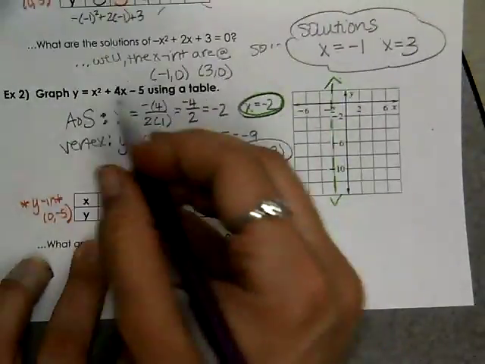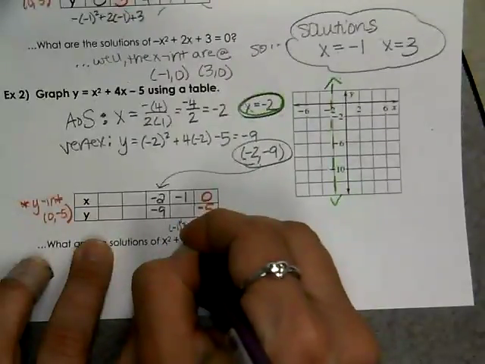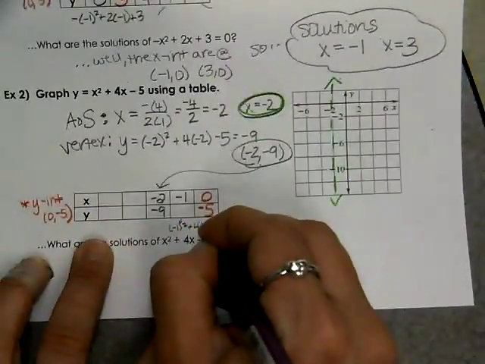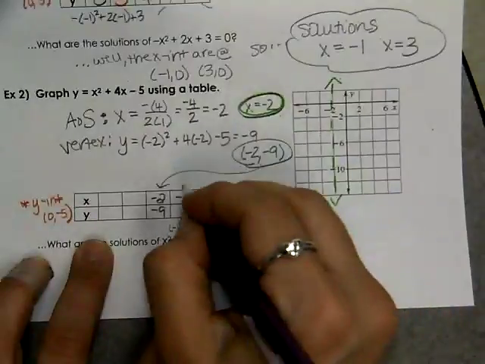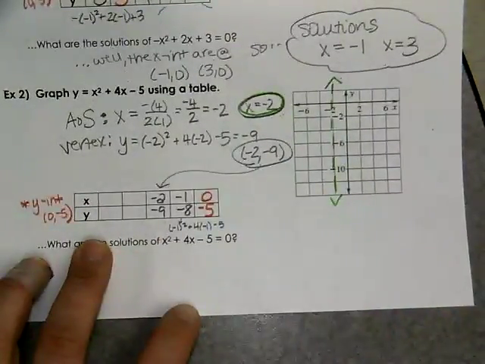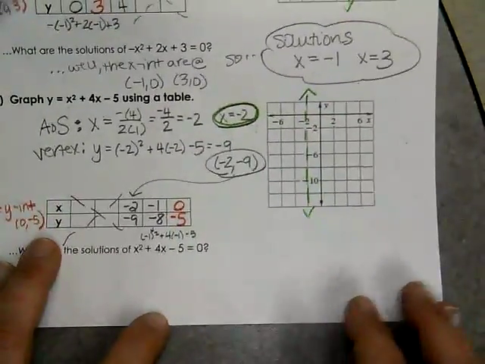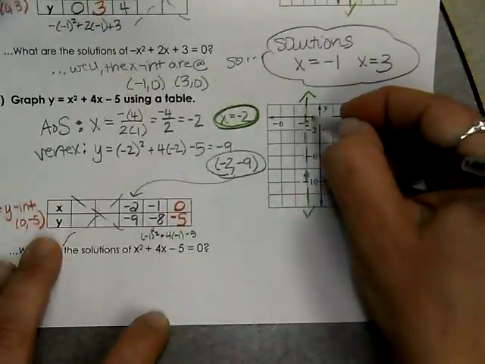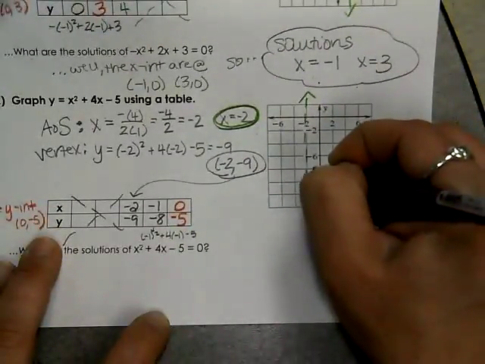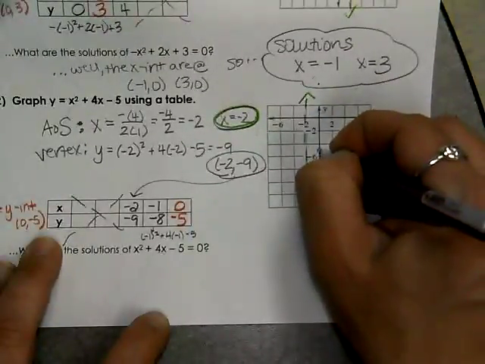And again, to find the y value, we just put negative 1 into that equation. So negative 1 squared plus 4 times negative 1 minus 5. Again, for time's sake, I'll tell you that's negative 8. So let's plot these points. Negative 2, negative 9. Negative 1, negative 8. And 0, negative 5.